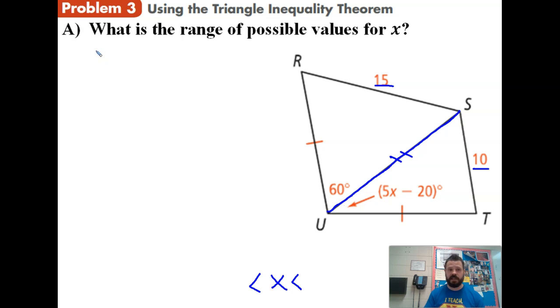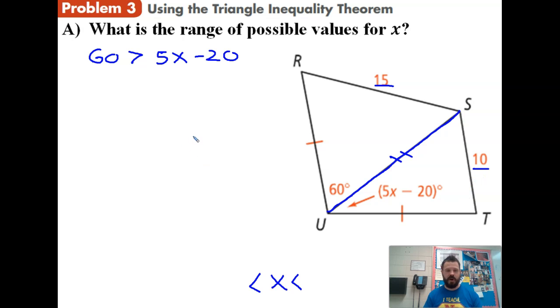So the inequality I can set up is that 60 is greater than my expression for the other angle, the 5x minus 20. So we're getting that inequality based on my hinge theorem. Again, bigger angles are across from the bigger sides. Smaller angles across from the smaller sides.